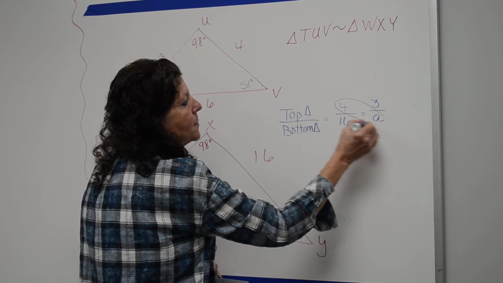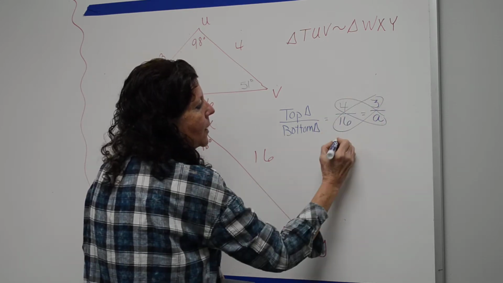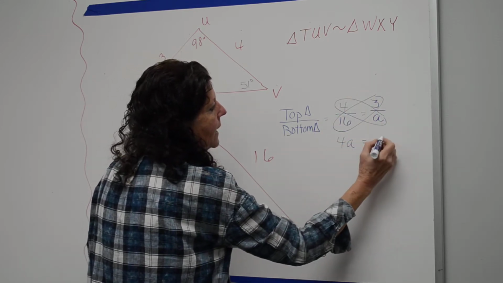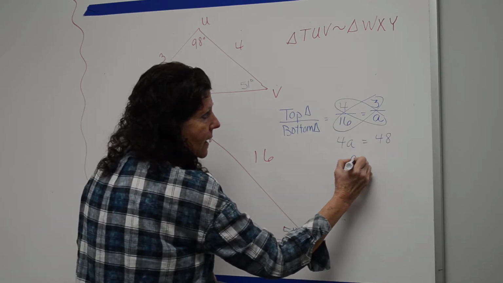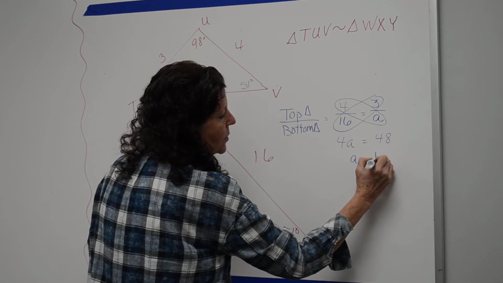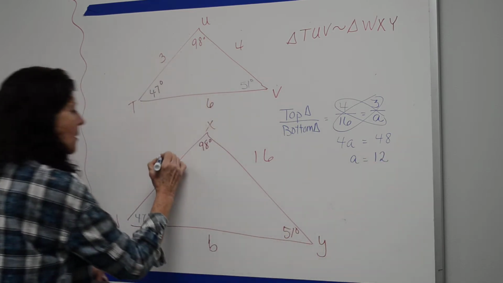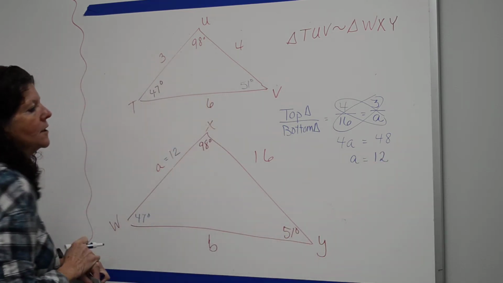I'm going to cross product here. When I cross product, I get 4A is equal to 48. I'm going to divide, and I'm going to get A is equal to 12. So I know that the measurement on that is 12.